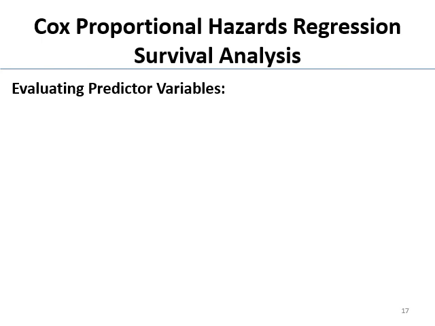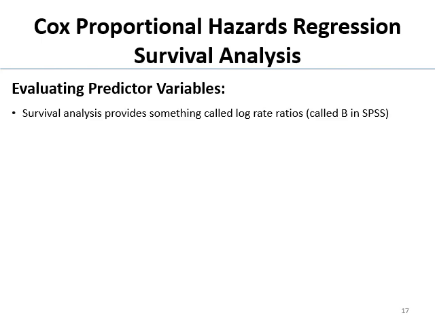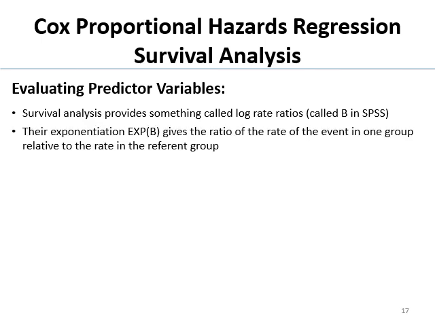So how do you evaluate your predictor variables? They give you something called a log rate ratio, or B in SPSS. The exponentiation of B, that is EXPB, is what SPSS actually puts on the output. It gives the ratio of the rate of the event in one group relative to the rate in the referent group. So it's a rate ratio. And these EXPBs are the rate ratios that we talked about earlier, which SPSS prints out.